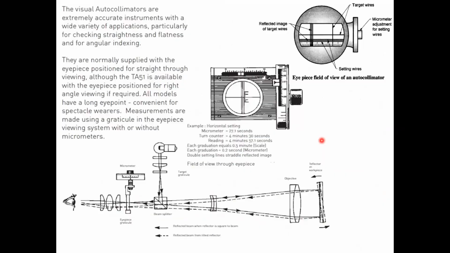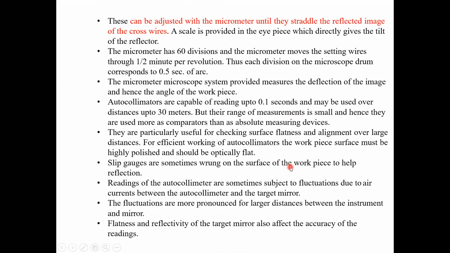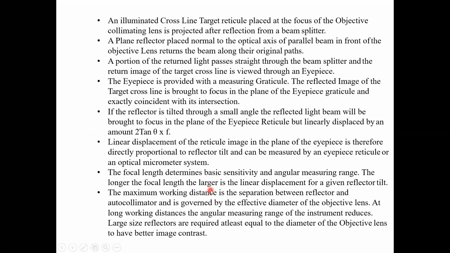How to take the measurement in this case? This is all about the construction and working of this autocollimator. Observe here, the reflector is tilted to a small angle. The reflected light beam will be brought to focus on the plane of the eyepiece reticle, but linearly displaced by an amount of 2 tan theta into f, that is, 2 theta f, right?